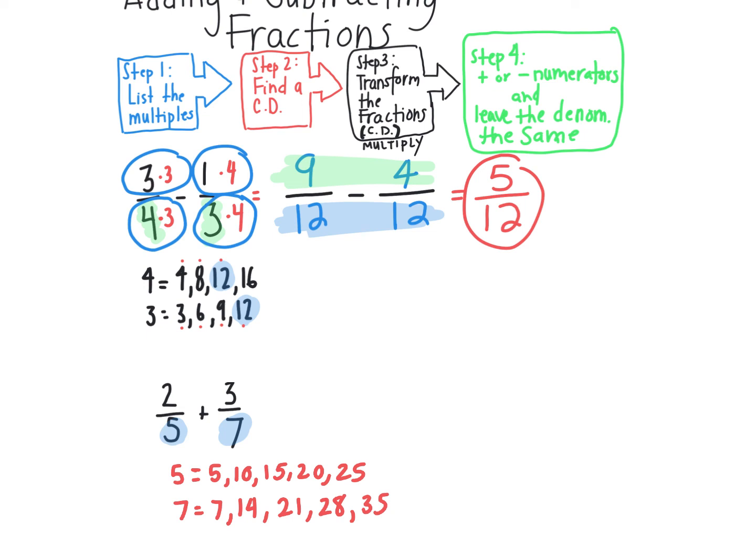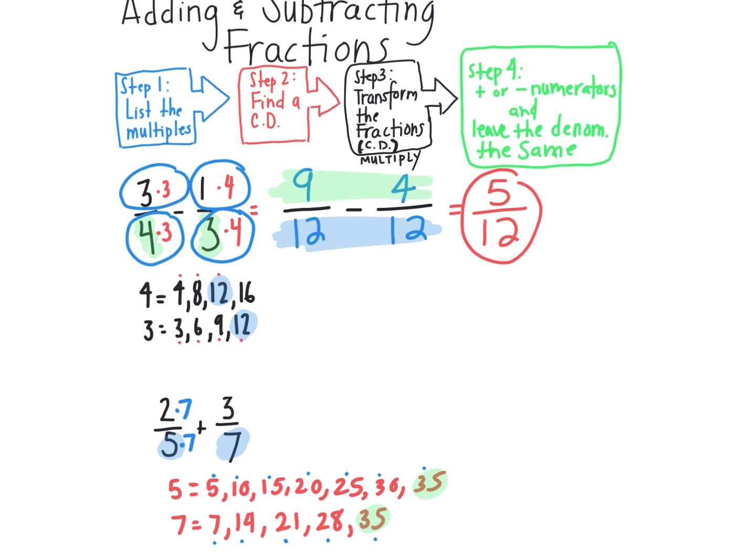Okay, let's keep going up here. 25, 30, 35. Obviously we found a match, you guys. It's 35. So let's see what we're going to multiply by. For my 5, I need to multiply 1, 2, 3, 4, 5, 6, 7. I need to multiply this times 7, numerator and denominator. For my 7, 1, 2, 3, 4, 5, I need to multiply it times 5.